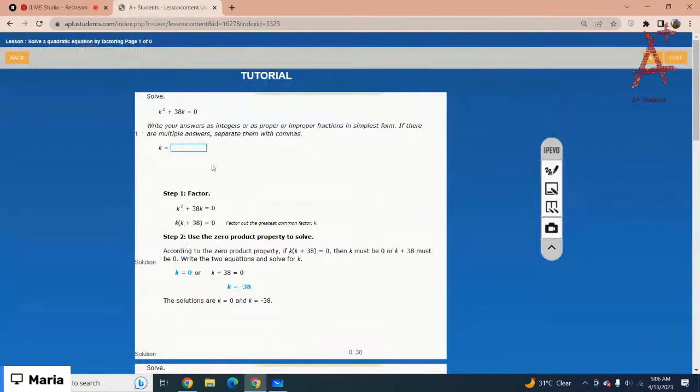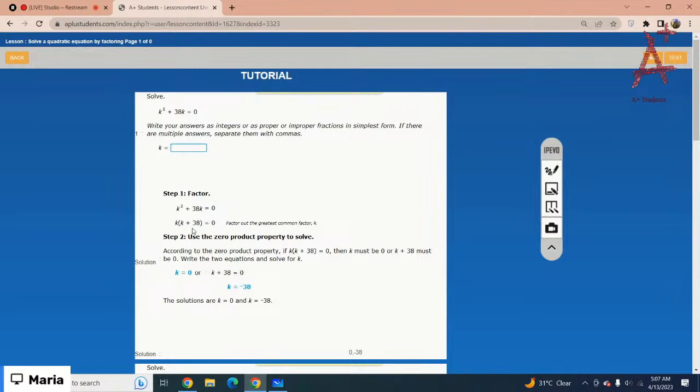Okay, k square plus 38k equals 0. You have to factor, you have to take the common things outside. Got it? So here you have k is common factor, just k outside, it would be k times k plus 38. Now you have to use the zero product property. So zero product property means if two things that are multiplying are equal to 0, then either of them is 0. So you have to equate both of them with 0.